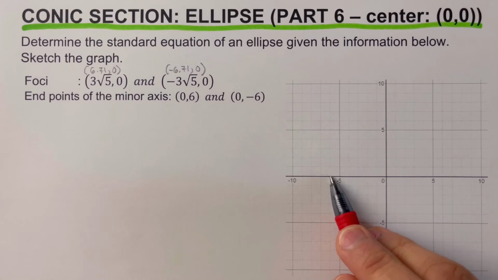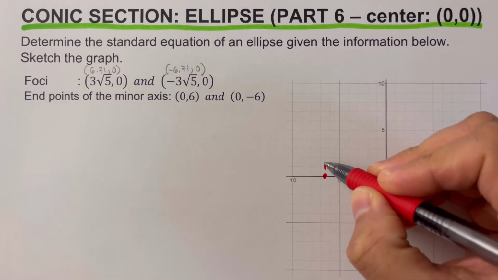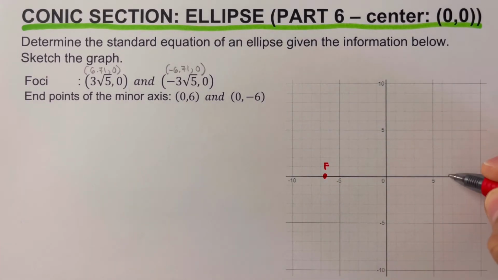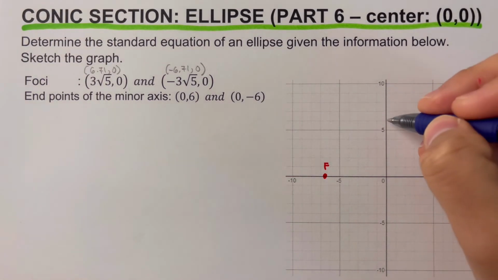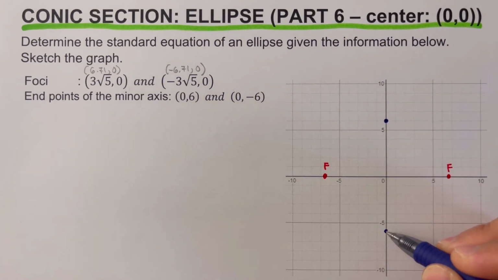So 6.71 should be somewhere around here. So this is our first focus. And then the other focus, at negative 6.71, is somewhere around here. That's the other focus. Now, we also have the ends of the minor axis. That is located at (0, 6). So it's going to sit right here. And the other one is going to sit somewhere around here as well.